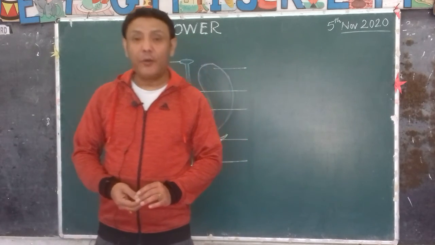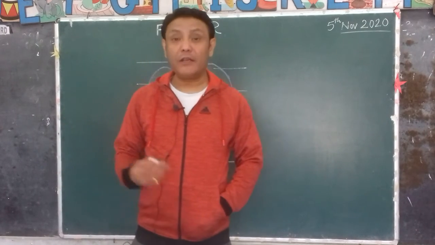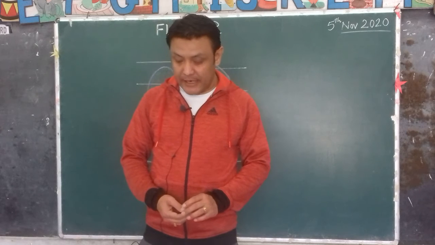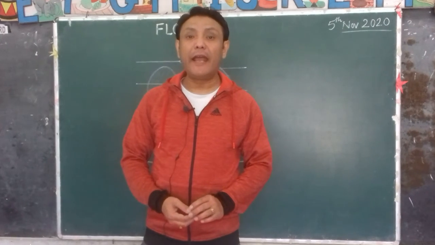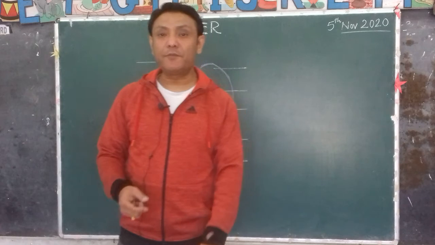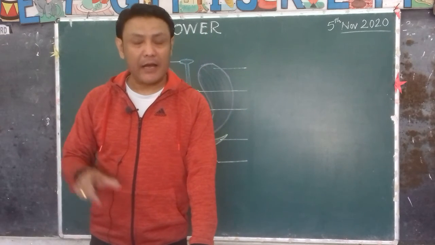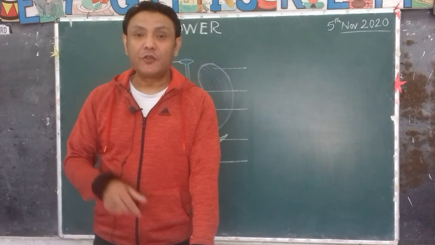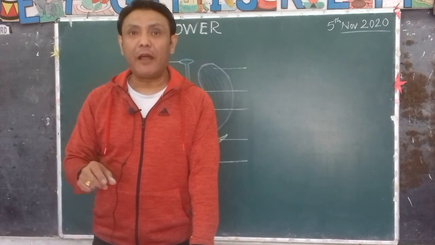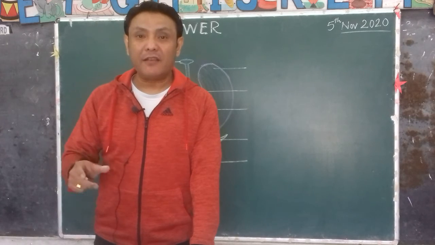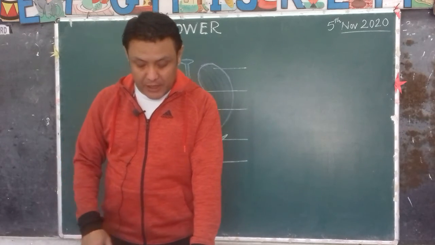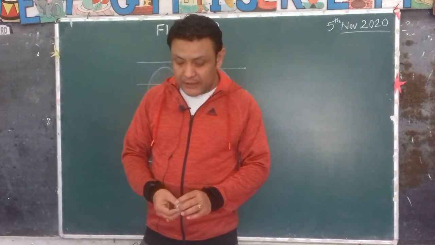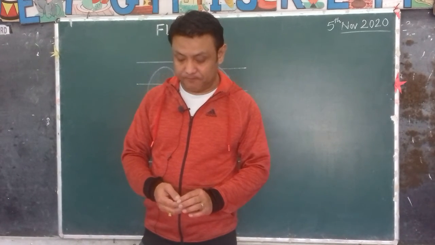Okay? Now we come to the structure of a flower. Now what is a flower? Flowers are organs of reproduction in seed-bearing plants called angiosperms. So angiosperms are the plants which produce flowers. Okay, so angiosperms are the type of plants which bear flowers and fruits. So the flowers are the organs of reproduction. So a flower contains the male and the female gametes.